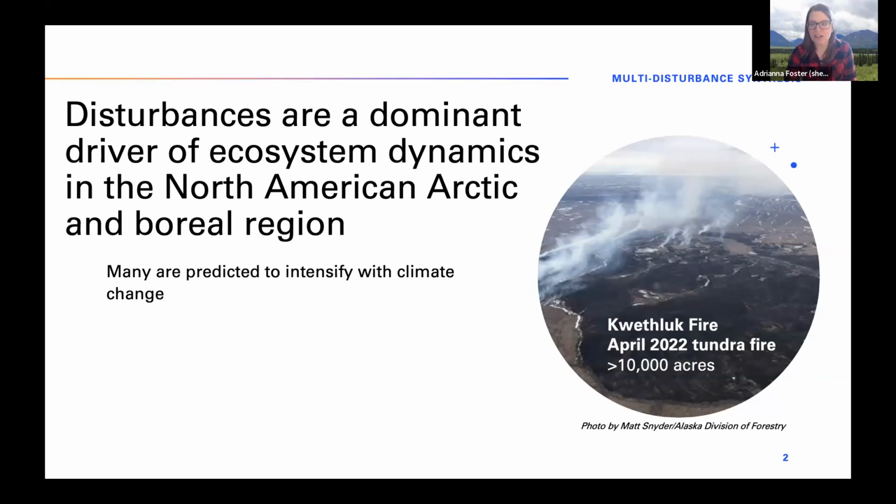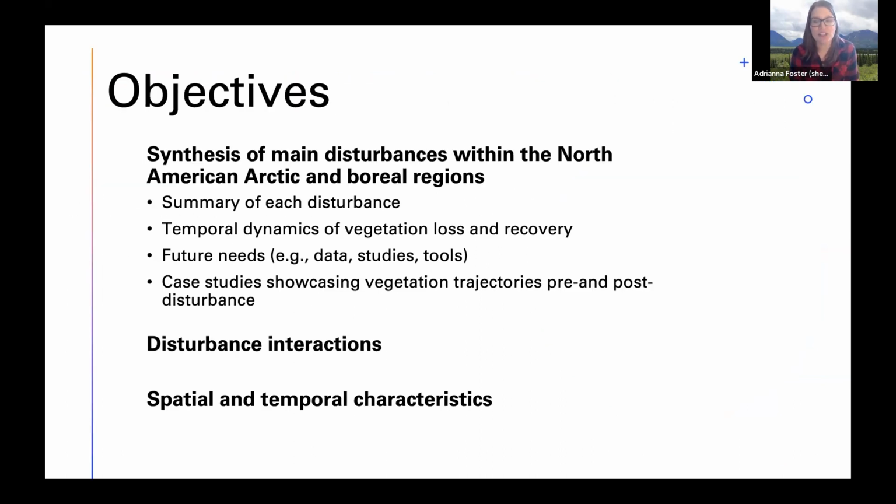Pictured here is the Koetluk fire in Alaska, which was a large tundra fire that burned over 10,000 acres last year. However, in this breakout session, we realized that while many of these disturbances within the region are well studied, like fire, there are many that are less well studied, such as those related to permafrost and those related to anthropogenic activities. So our aim was to synthesize the major disturbances within the North American Arctic and boreal regions.